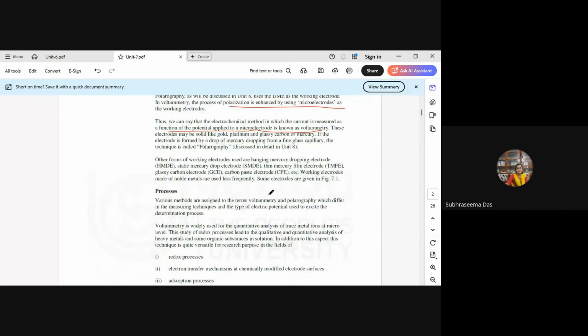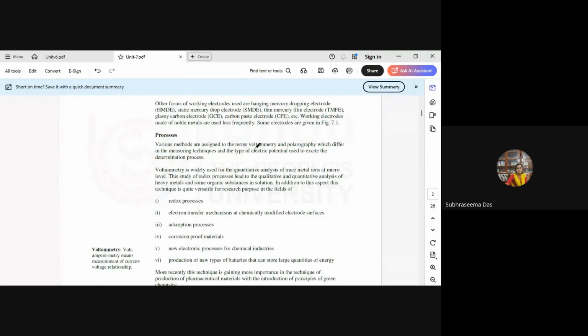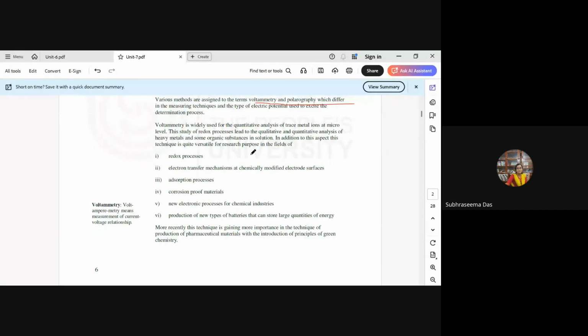So, coming to the processes, various methods are assigned to the terms voltammetry and polarography, which differ in their measuring techniques. Voltammetry is widely used for the quantitative analysis of trace metal ions at the micro level. This study of redox processes leads to the qualitative and quantitative analysis of heavy metals and some organic substances in solution. In addition to this aspect, this technique is very versatile for research purposes in the field of redox reactions, electron transfer mechanisms, adsorption processes, corrosion proof materials, new electronic processes, and production of different types of batteries.